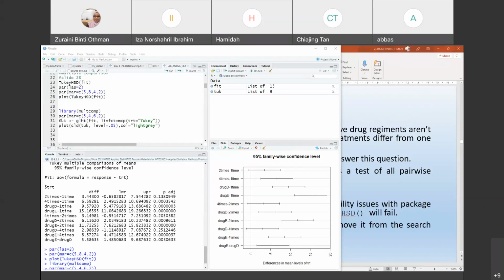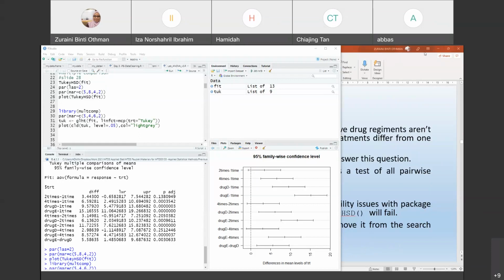Okay, we plot it by using this. We want to know it more clearly, so we use the function glht. Okay, what is this function? glht in the multcomp package provides a much more comprehensive set of methods for multiple mean comparison that you can use for linear models.